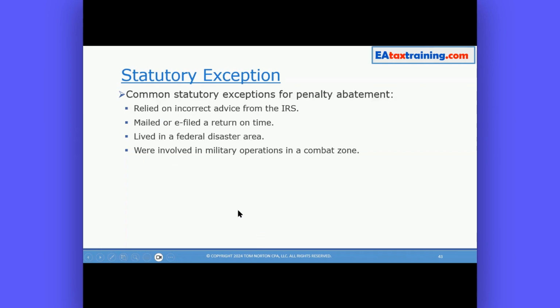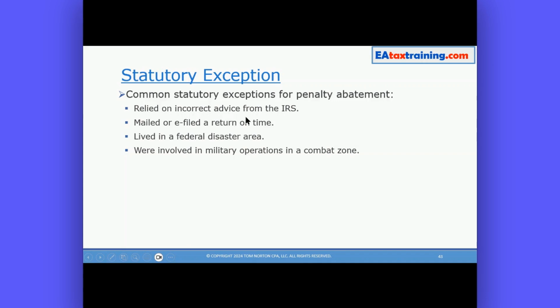Statutory exceptions. There are some times when, by law, the IRS cannot penalize the taxpayer. Here are the common ones. If the taxpayer relied on incorrect advice from the IRS. This does happen. You call the IRS, you say, what should we do? The IRS person you're talking to gives you bad advice.